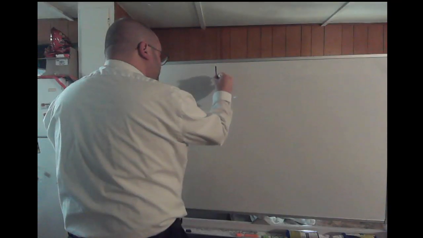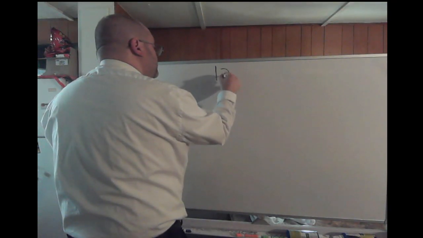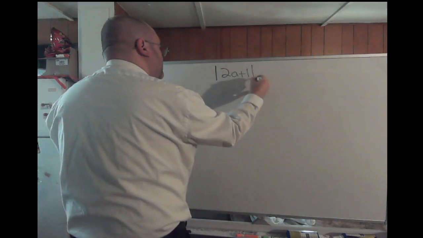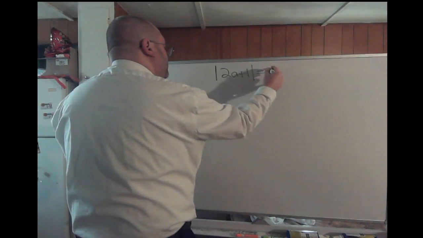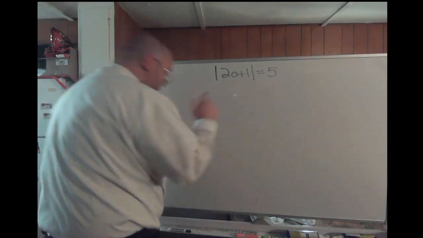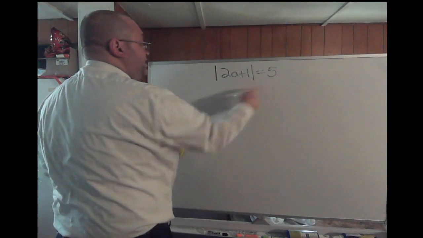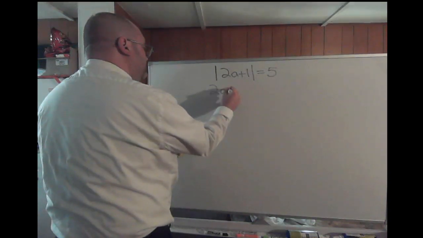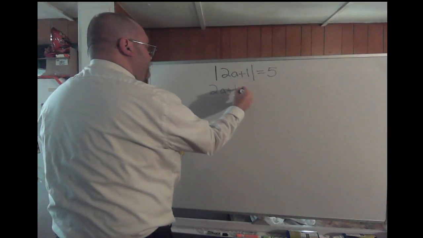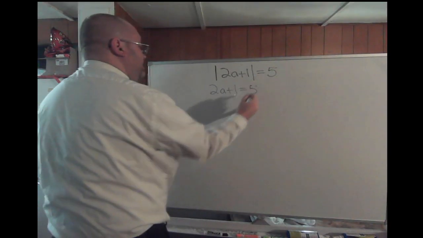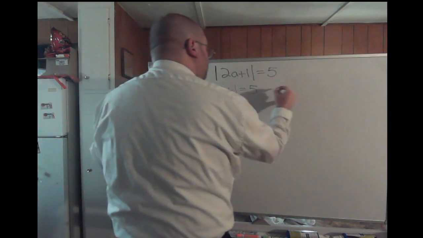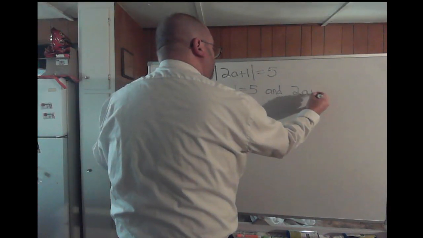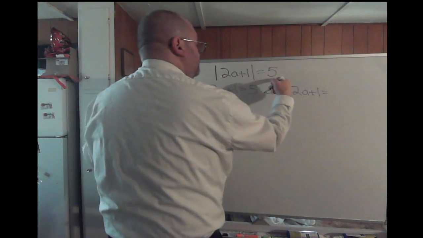Alright, let's take the absolute value of 2a plus 1 equals 5. So we have a problem of the absolute value of 2a plus 1 equals 5. Well, you're still going to take that 2a plus 1 that's inside the absolute value and set that equal to the positive 5. Then you'll have the 2a plus 1, and you'll set that equal to negative 5.